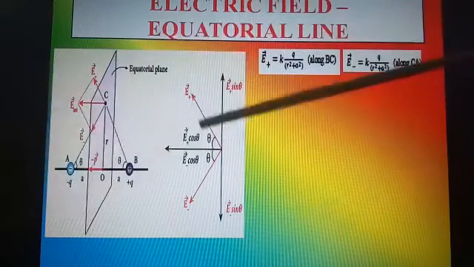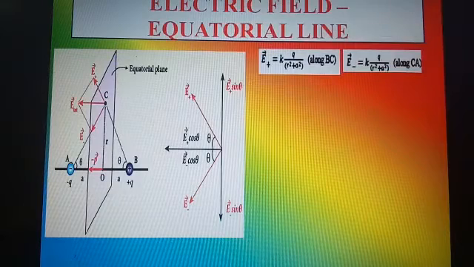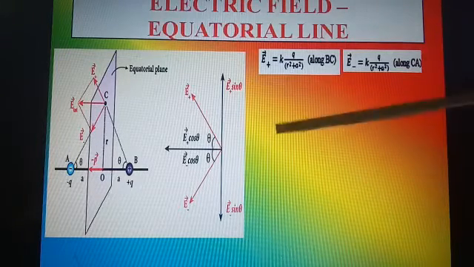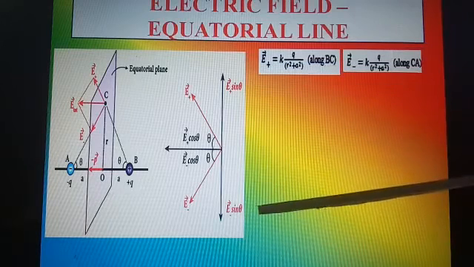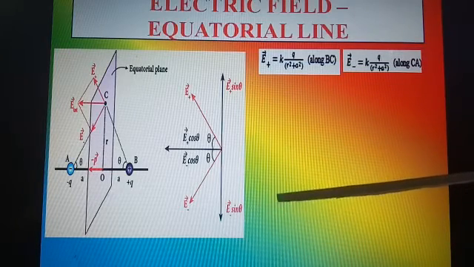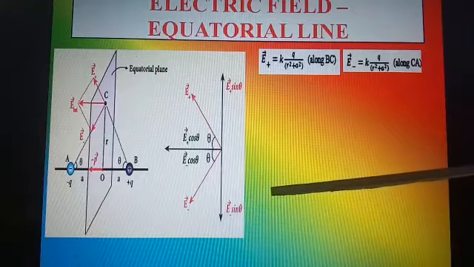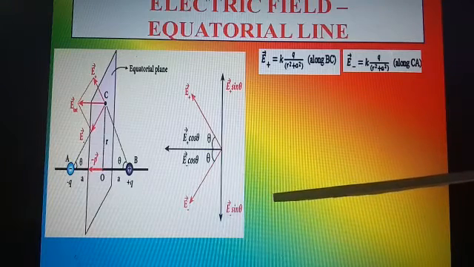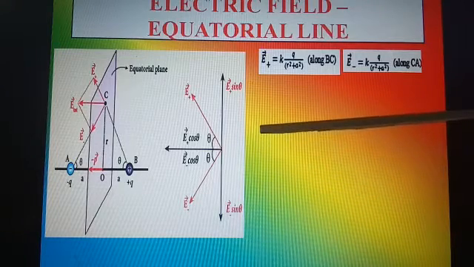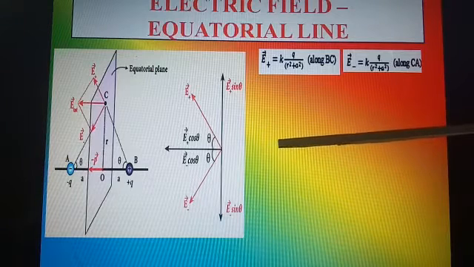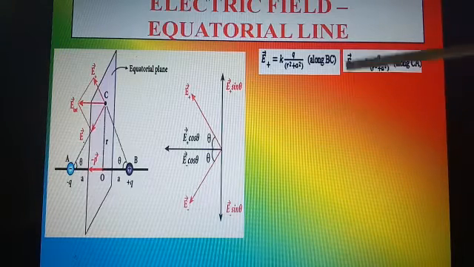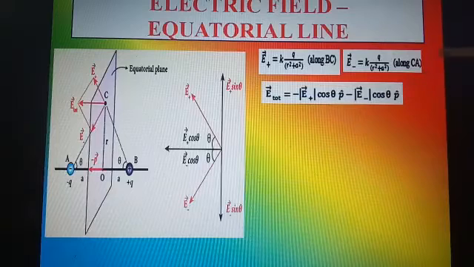So the E plus and E minus are resolved into two components, one parallel to the dipole axis and the other perpendicular to it. The perpendicular components, E plus sin theta and E minus sin theta, are oppositely directed and cancel each other. Next, the magnitude of the total electric field at C is the sum of the parallel components of E plus and E minus vector.